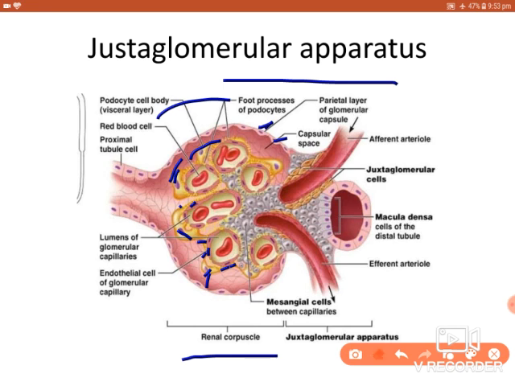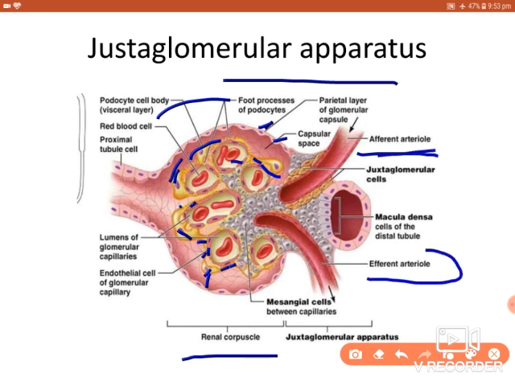Then here, this is the afferent arteriole. So blood is entering into this glomerulus. It divides into capillaries. From there, it exits through the efferent arteriole.